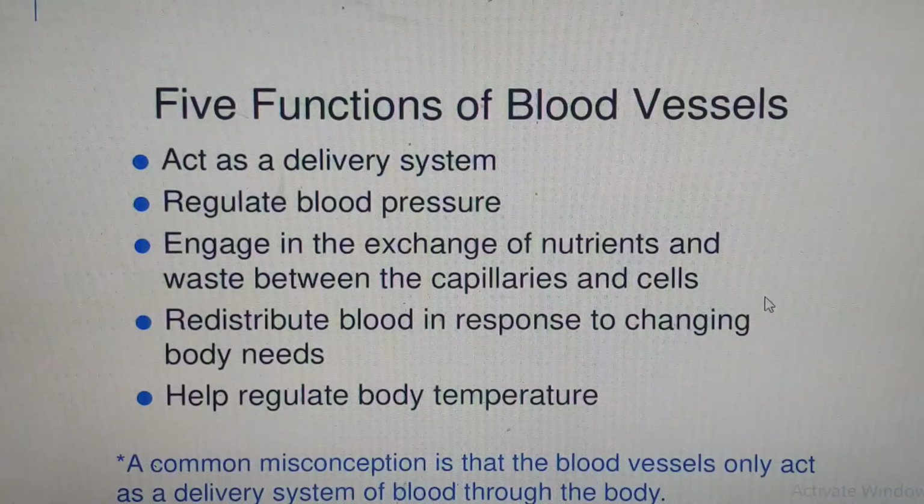Of course, you will get to know that capillaries, which are also part of the blood vessels, will ensure that at the level of the tissue or the cell level, there will be exchange of materials. This exchange will essentially be the blood giving the cells oxygen and nutrients, and then taking away the waste, for instance urea and carbon dioxide, from the cells. And then they will help redistribute blood in response to changing needs of the body.